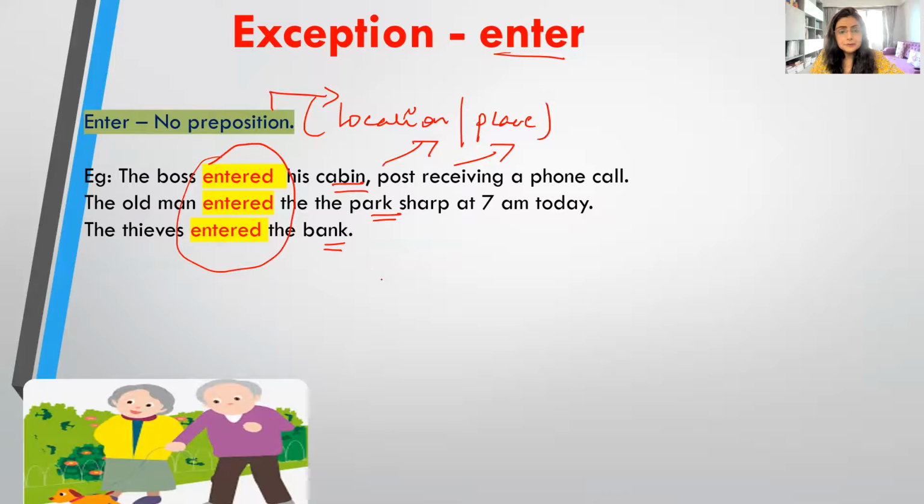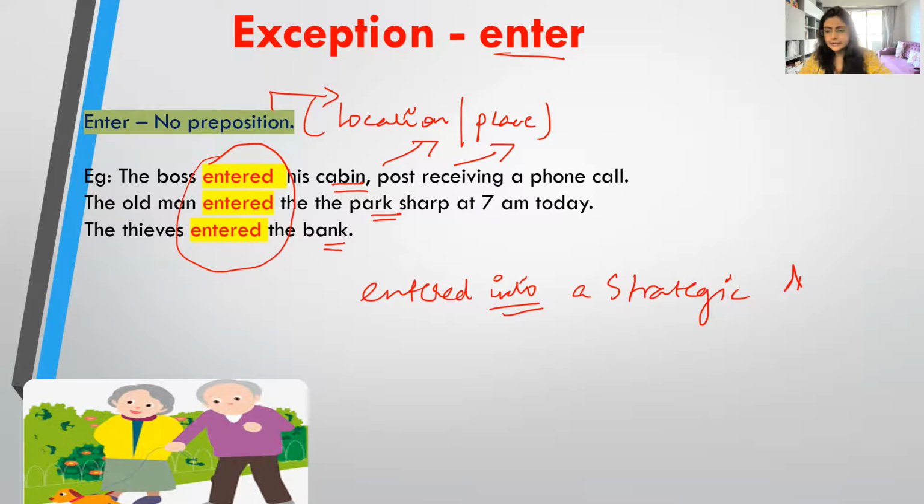However, if I say the companies entered, I will say into a strategic alliance. Now, what is an alliance? In Hindi, we call alliance Gathbandhan. One second, friends, there is something wrong with my Wacom. Strategic alliance. Entered into a strategic alliance, entered into an agreement, entered into a discussion. So here into can come with enter. Why? Because we are not indicating a change in location or a place over here.